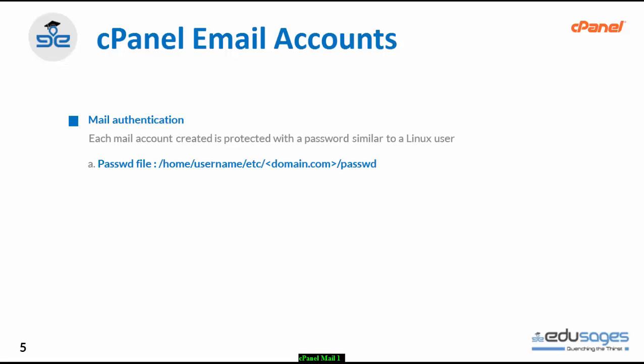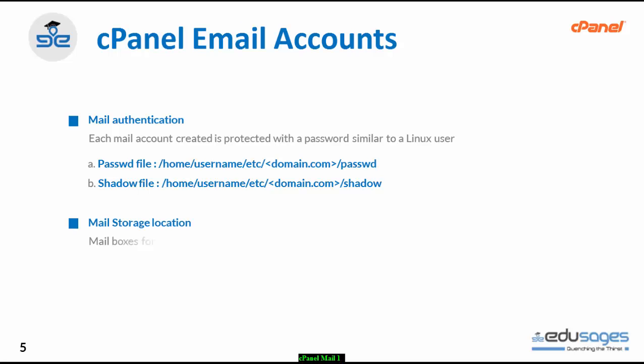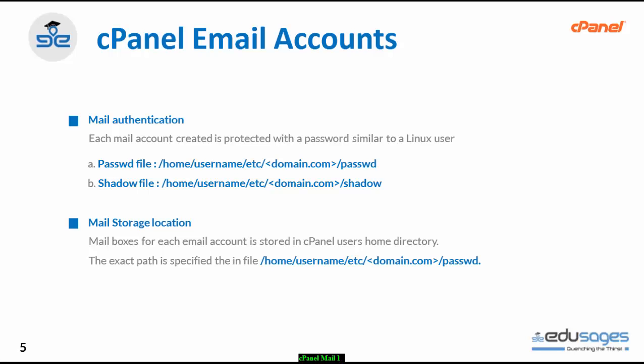Email authentication. Each email account created is protected with a password, similar to that of a Linux user. So we have a passwd file and a shadow file, both in a folder called etc inside the home directory of the account. Then we have the mailboxes. Mailboxes for each email account are stored in the cPanel user's home directory, and the path to the mailbox is specified in the passwd file.